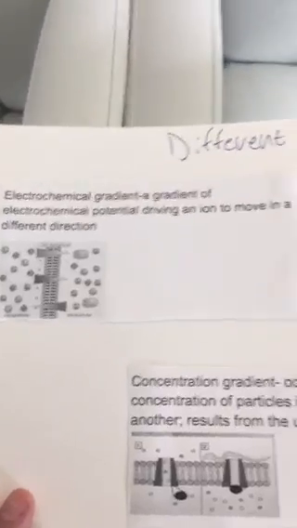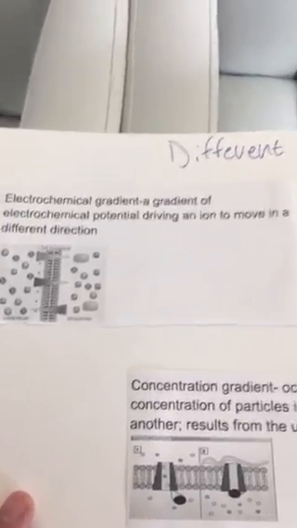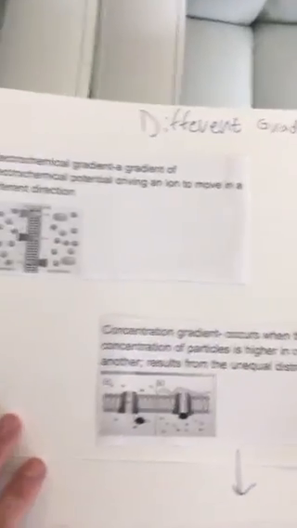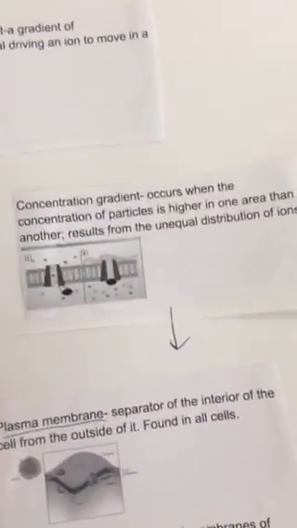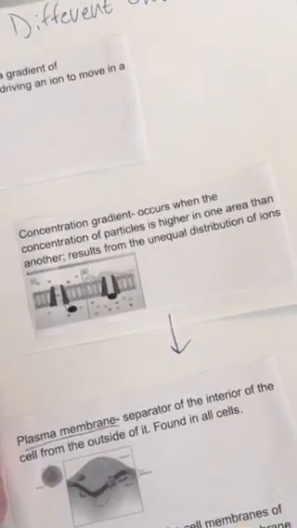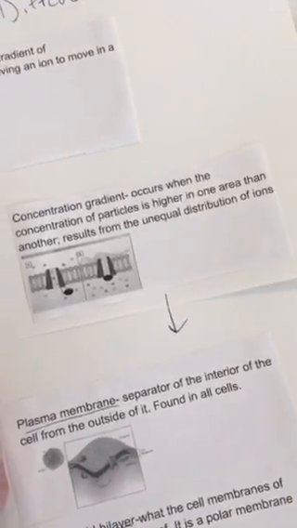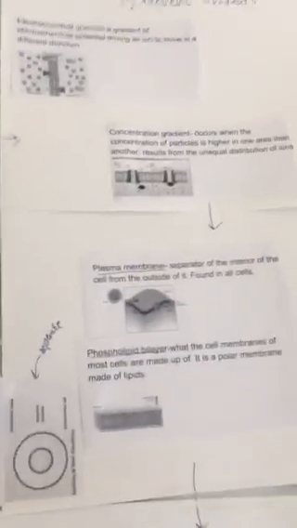The electrochemical gradient is a gradient of electrochemical potential driving an ion to move in a different direction. The concentration gradient occurs when the concentration of particles is higher in one area than another, resulting from the unequal distribution of ions. And then I have some pictures for that as well. And that is the conclusion of the different transport methods.